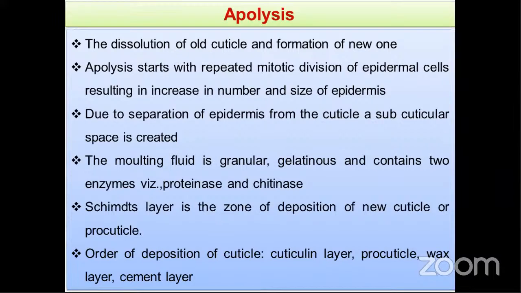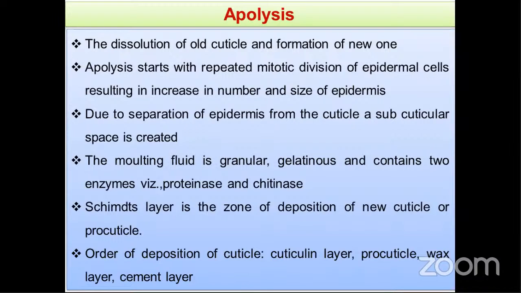In this subcuticular space, the epidermal cells secrete the molting fluid, which is glandular and gelatinous and contains 2 enzymes: proteinase and chitinase. You can remember these 2 enzymes, they are very important. In competitive examinations, they will ask this type of bit only. So only these 2 enzymes are secreted in the molting fluid, proteinase and chitinase.